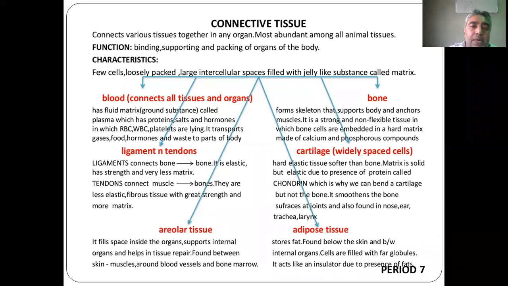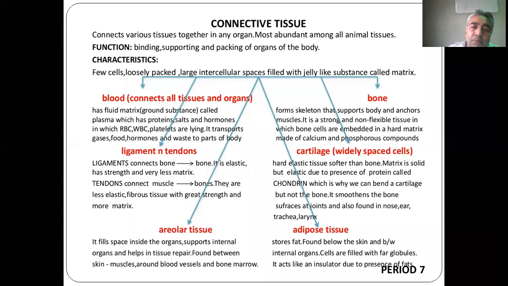Now we come to the connective tissue. Connective tissue connects the various organs of the body and various tissues together in any organ. It is the most abundant among all animal tissues. Function: binding, supporting, and packing of organs of the body. It has few cells loosely packed, with large intercellular spaces filled with a jelly-like substance called matrix.